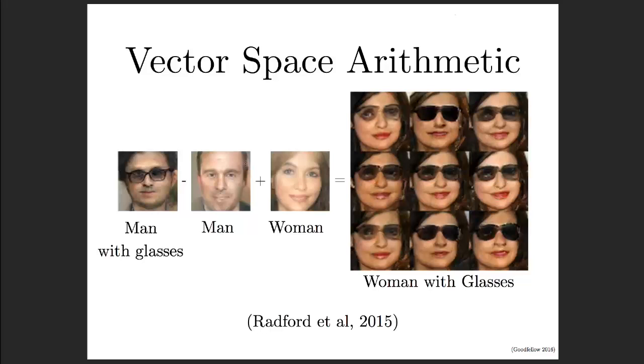In particular, if we take the image embedding for images of a man with glasses and subtract the embedding for images of a man and add the embedding for images of a woman, we obtain the embedding that corresponds to images of women with glasses. All of the images in this slide were generated by the network. None of them are training data. They all come from decoding different embeddings. So this shows that we're able to do algebra in latent space and have that algebra correspond to semantic properties, just like with language models.